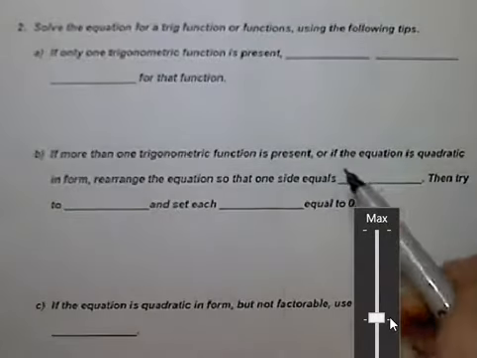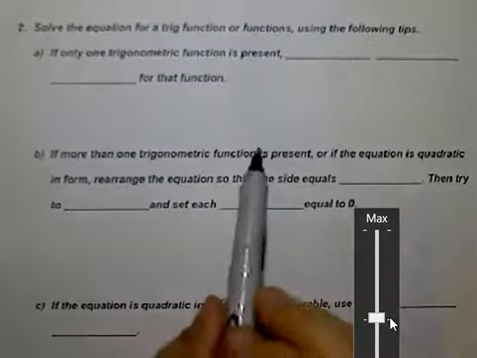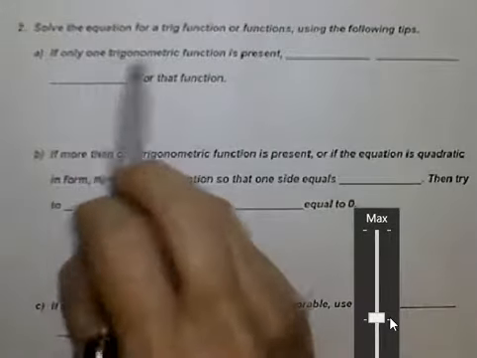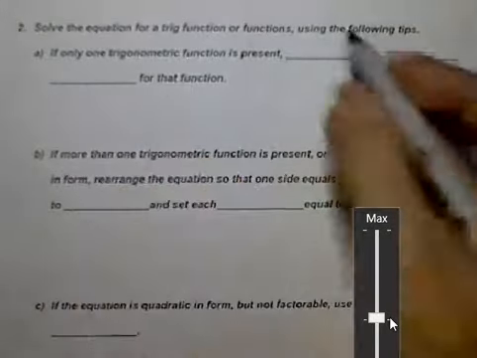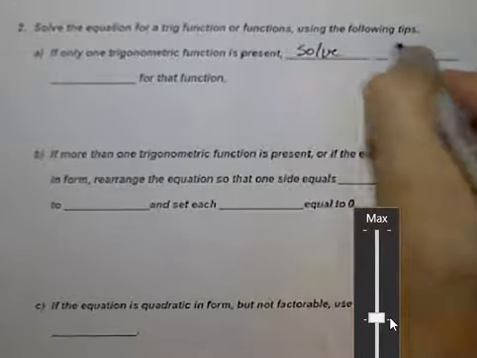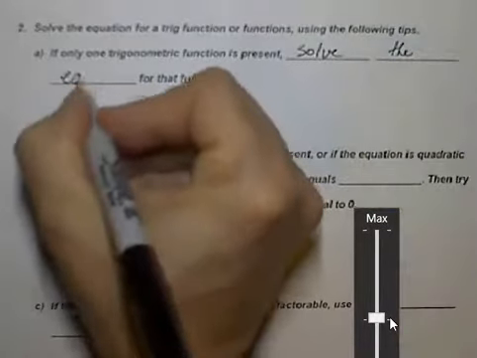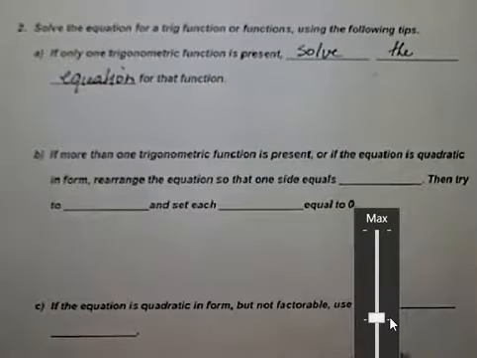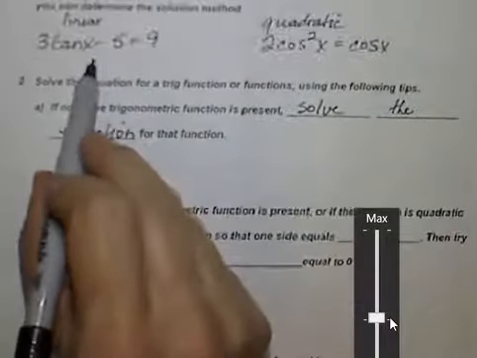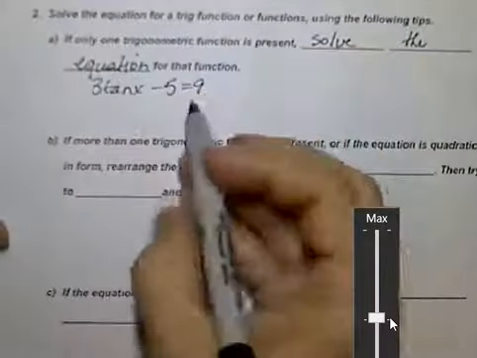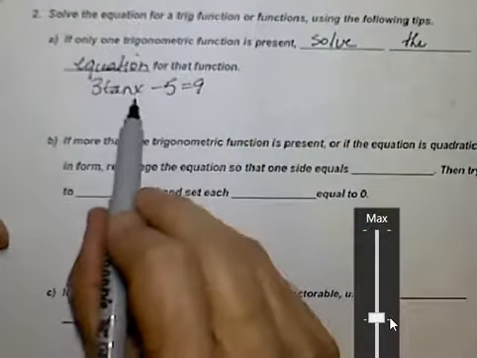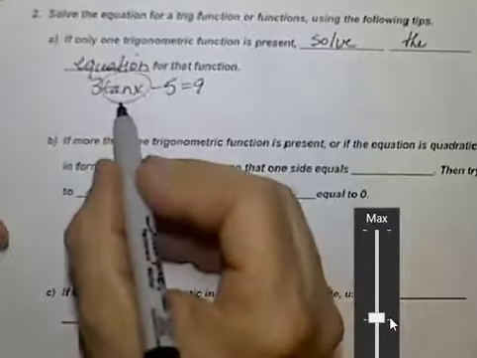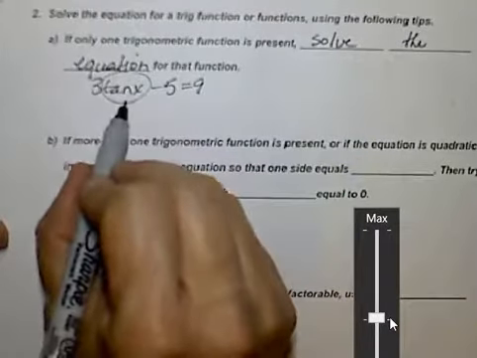So here are some different hints for solving trig equations, and this all depends on what you have in the equation. If there's only one trig function there, then what we want to do is solve the equation for that function first before we go on to the next step. So if we go back to this equation up here, this one would qualify. There's only one trig function in here, and that's tangent of x. So we would want to start by solving for the tangent of x. In other words, getting it by itself on one side.